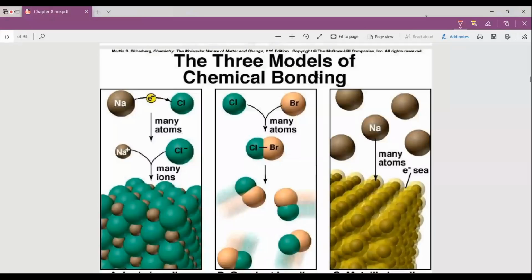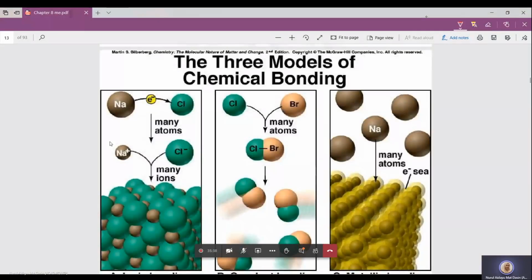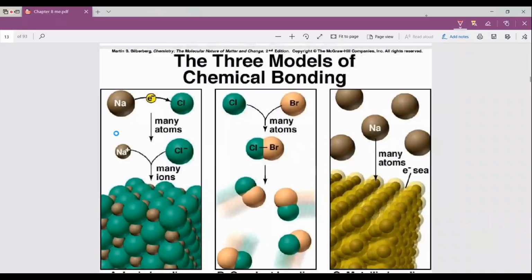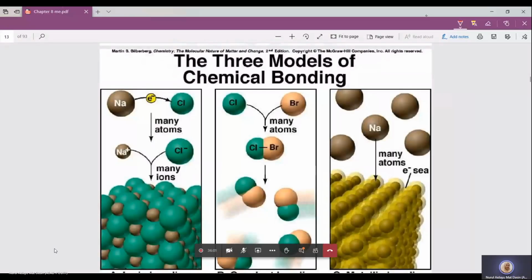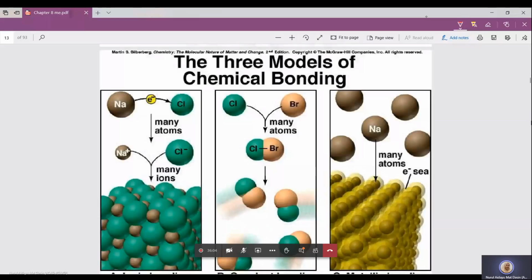This is three models of chemical bonding like we discussed earlier: ionic bonding, covalent bonding, and metallic bonding. The first is between Na plus and Cl minus, cations and anions, and then forms many ions here. And then for Cl minus, Br minus, this is between non-metal and non-metal, isn't it? So this forms a covalent bond, and metal with many atoms, this is the metallic bond.